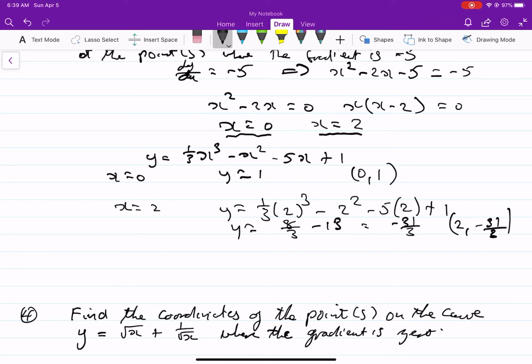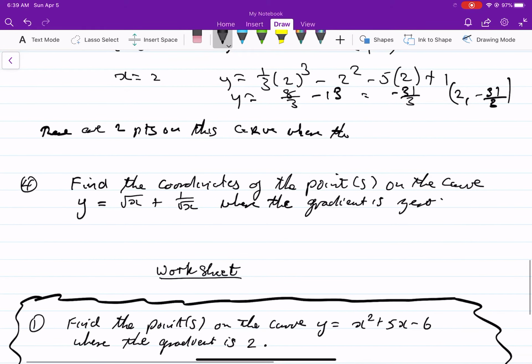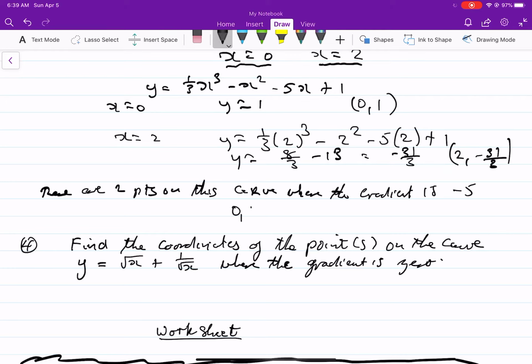So if you were to summarize, there are 2 points on this curve where the gradient is -5, and those 2 points have coordinates (0, 1) and (2, minus 31/3). Again, y'all, please check back my arithmetic with these numbers. Okay, that's the end of that one. There's one more example.